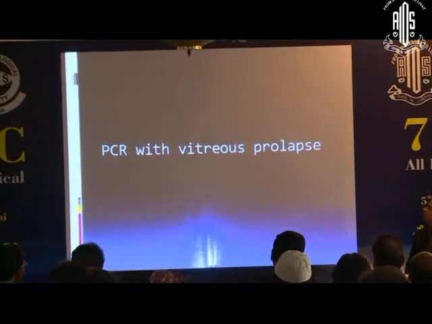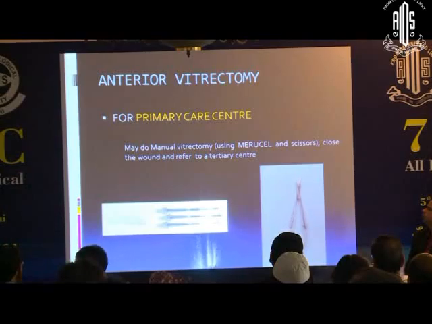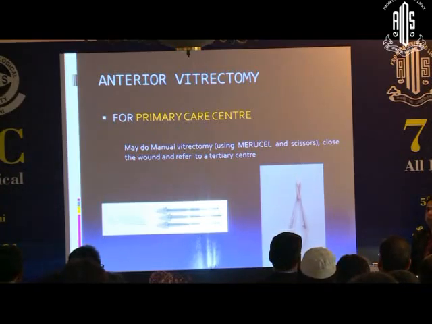Now, if you have a PCR with vitreous prolapse, what do you do? For a primary care center where automated vitrectomies are not available, one may consider doing a manual vitrectomy using sponge and scissors, close the wound, and again refer to a tertiary center. Because whatever we say, however we do, the automated vitrectomy is the best in such cases.